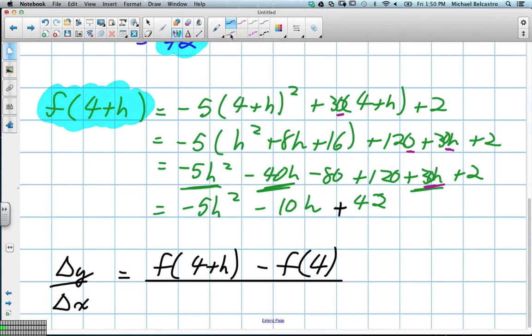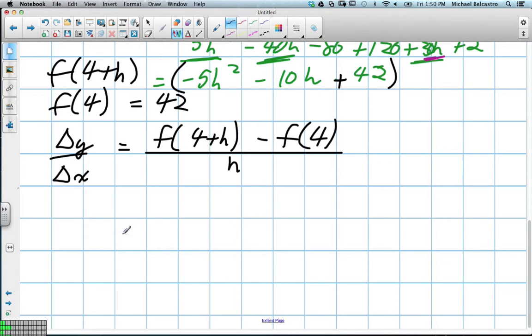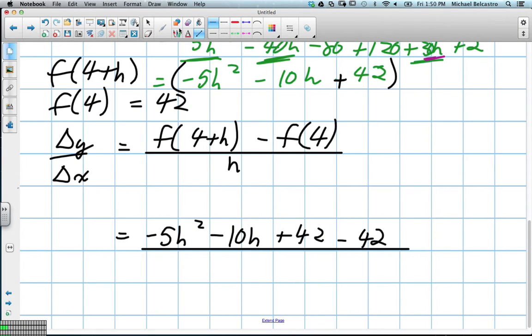So this is all over the value of h. Because this is f at 4 plus h, we're going to take this value and plug it in. And we know f at 4 was the value of 42. So we have negative 5h squared minus 10h plus 42, and then subtract f at 4, which is 42, over our value of h.